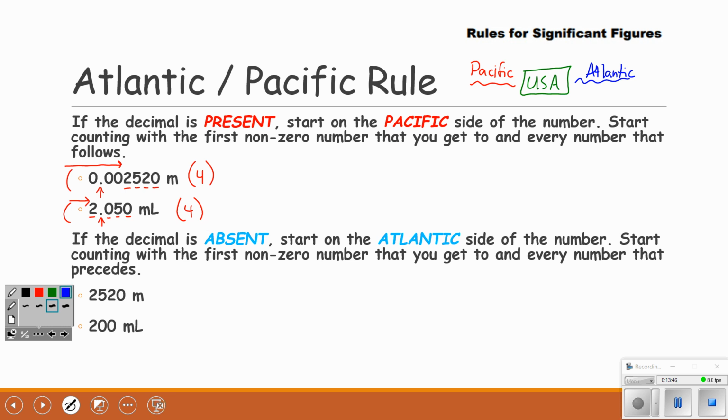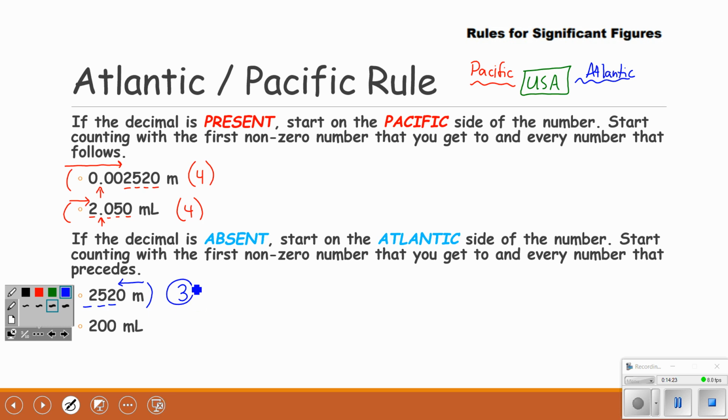If the decimal place is absent, you start on the Atlantic side of the number and start counting with the first non-zero number that you get to, and every number that precedes that number. So here you have no decimal place, it's absent. So you go to the Atlantic side of the number, work your way in, and do not start counting until you get to your first non-zero. Your first non-zero is the 2, and everything that comes before that counts as significant. So this one has 3 significant numbers.